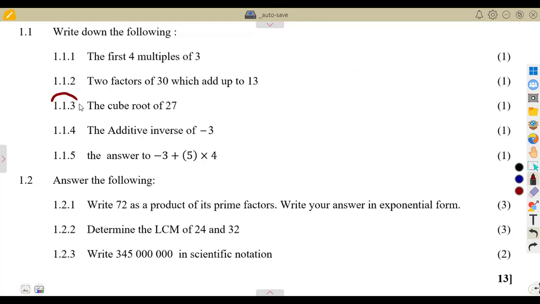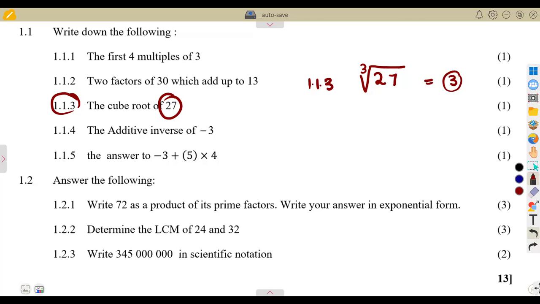Let us move on to 1.13. The cube root of 27. What is the cube root? The cube root is like this. The cube root of 27. You're asking yourself which number multiplies itself 3 times to give us a 27. That number is a 3. The cube root of 27 is a 3.